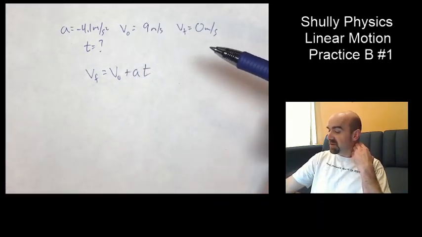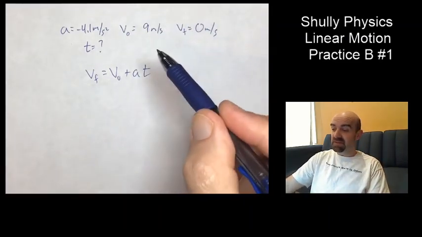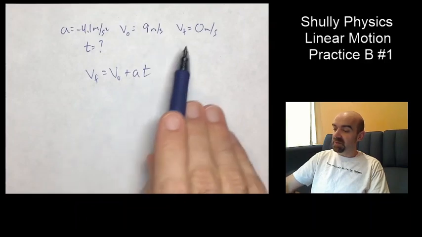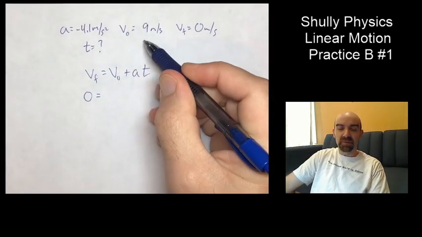Now if you had not identified these correctly or didn't write them down, you may accidentally switch these. You might put a 9 and a 0, but it turns out the final velocity is 0. Don't let that bug you out. Let's go ahead with the problem here.